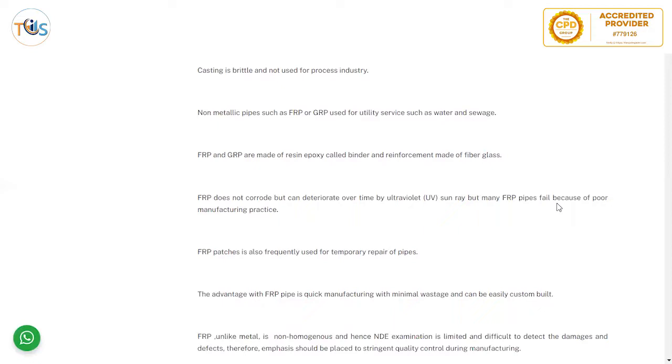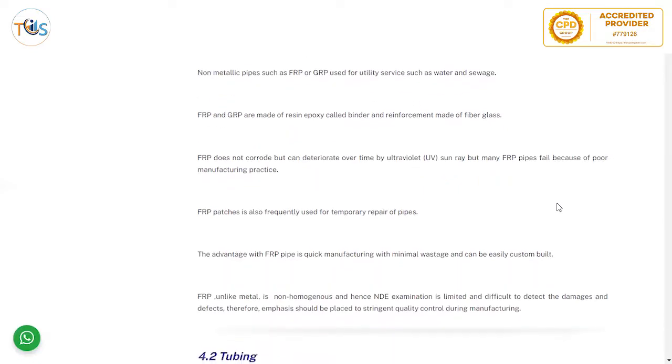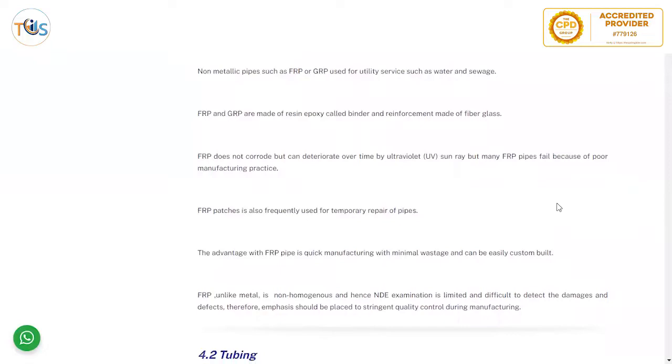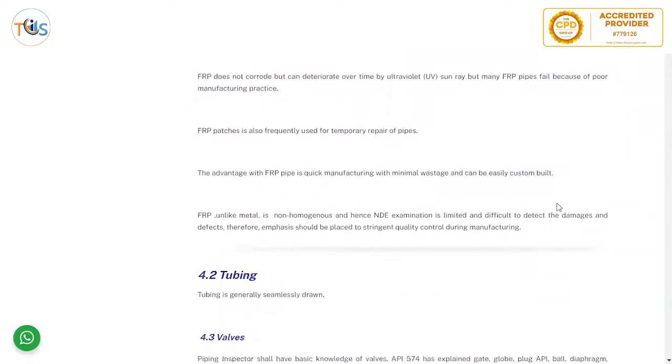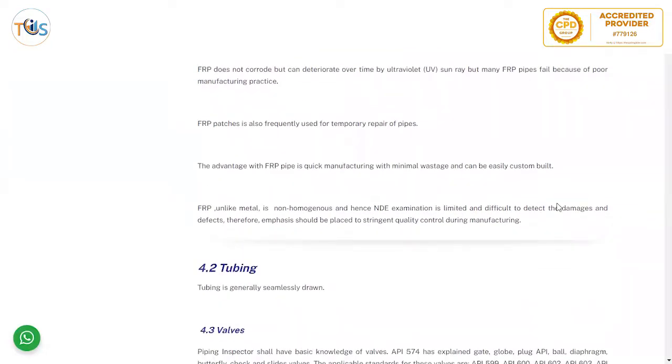FRP and GRP are made of epoxy resin called binder, and reinforcement made of fiberglass. FRP does not corrode but can deteriorate over time from ultraviolet sun rays. But many FRP pipes fail because of poor manufacturing practice. So the main cause of failure of FRP is poor manufacturing practice. Quality is very important for the pipe reliability of FRPs.